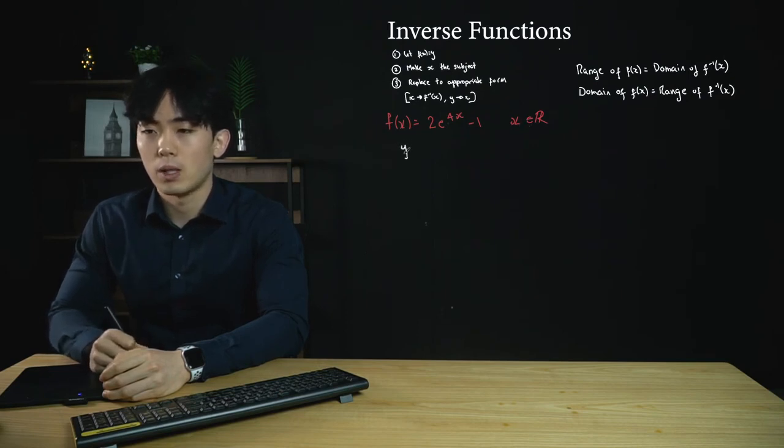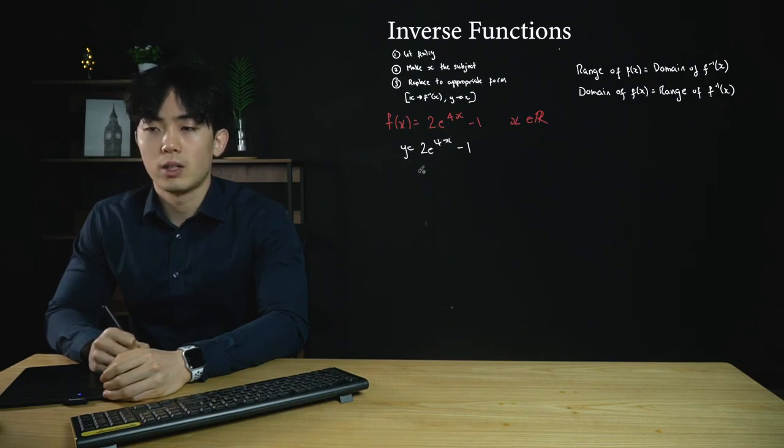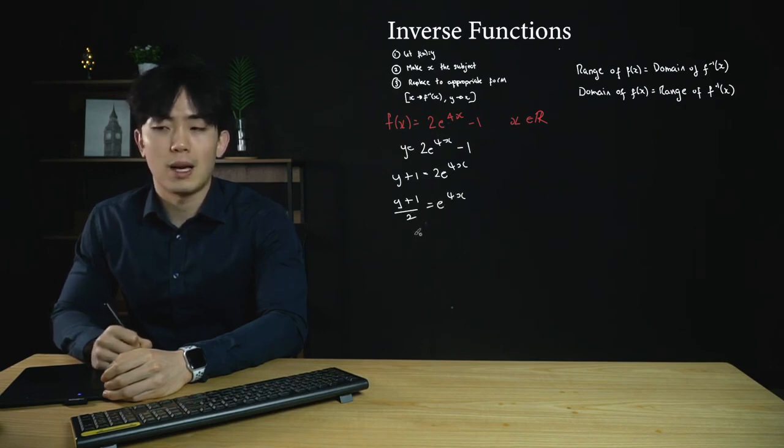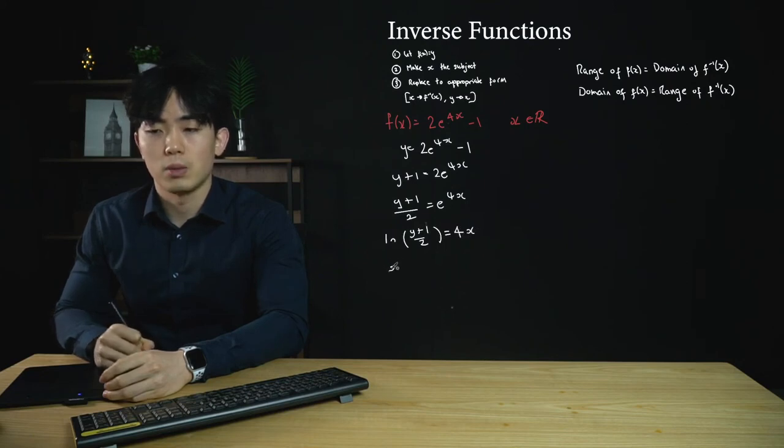So our y will be equal to 2e to the 4x minus 1. Bring the 1 to the other side, so we have y plus 1 is equal to 2e to the 4x. Divided by 2, (y plus 1) over 2 is equal to e to the 4x. Hopefully we all know that we can apply natural logs. So ln of (y plus 1) over 2 will give you 4x, and therefore x will give you 1 over 4 ln of (y plus 1) over 2.